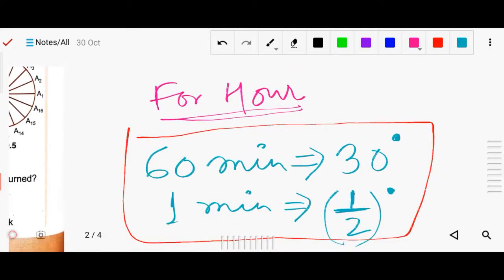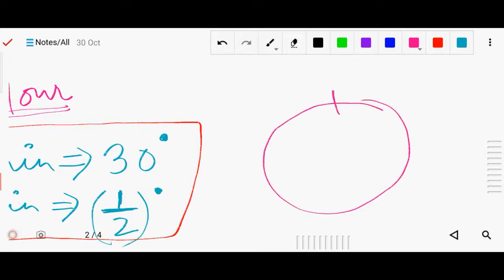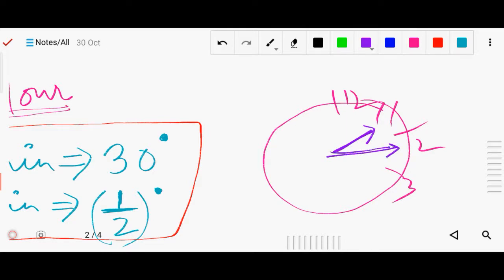Now for the hour hand, that small hour hand, how will it move if 60 minutes pass? In 60 minutes, how much will it cross? Suppose this is the clock, here is the 12, 1, 2, 3, likewise. If the hour hand is on the 1, when it comes to the 2 after 60 minutes, how much distance will it cover?